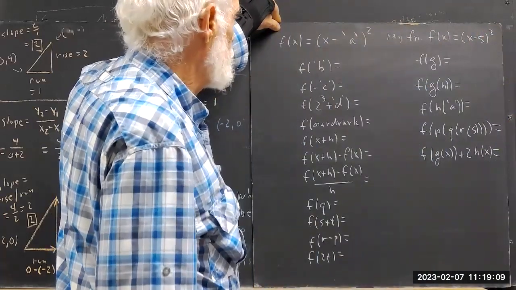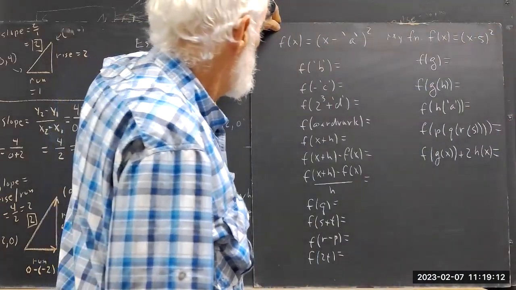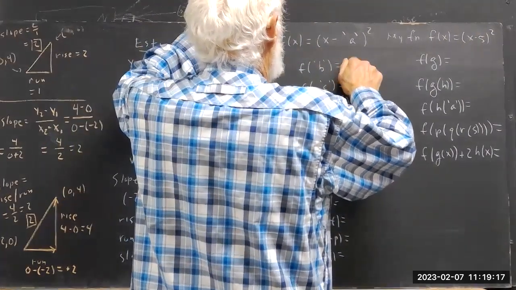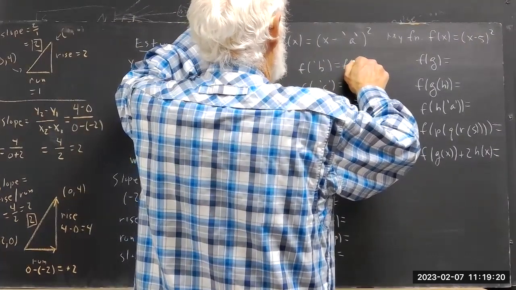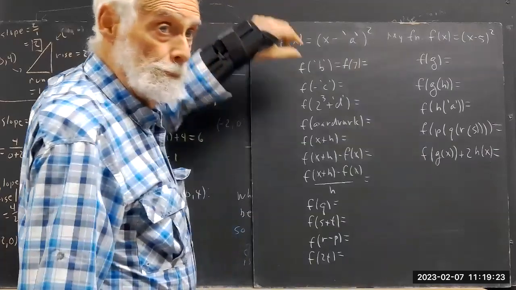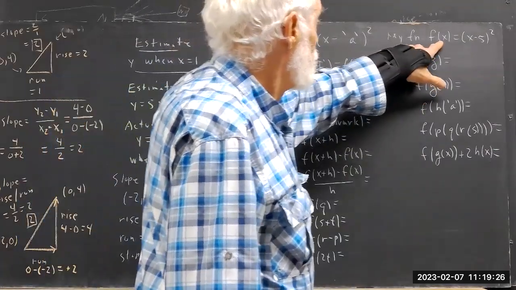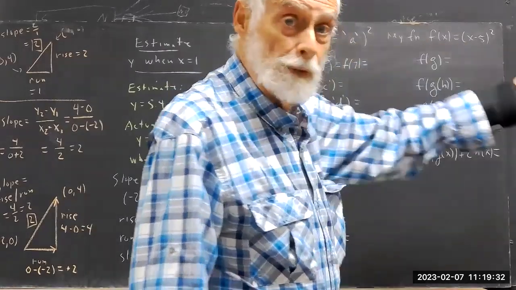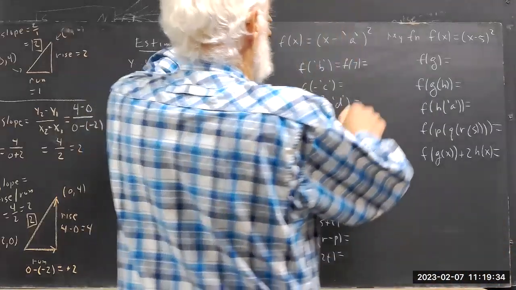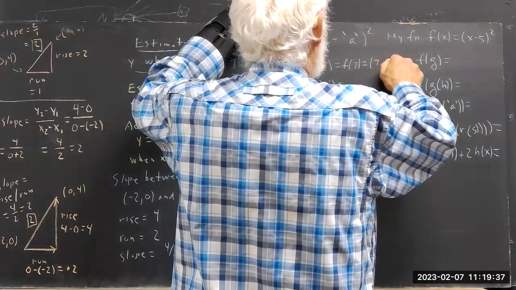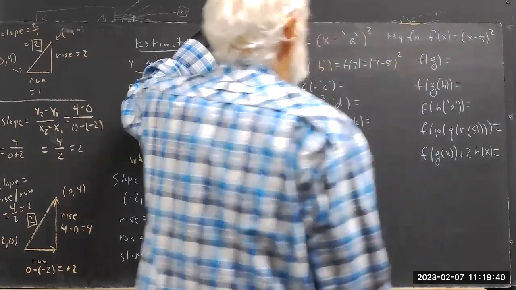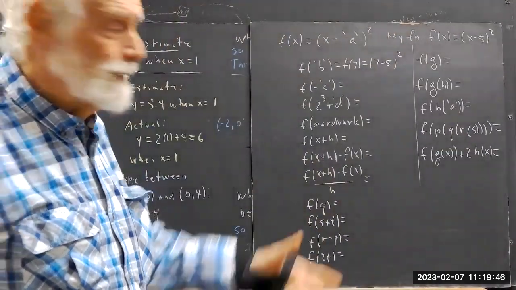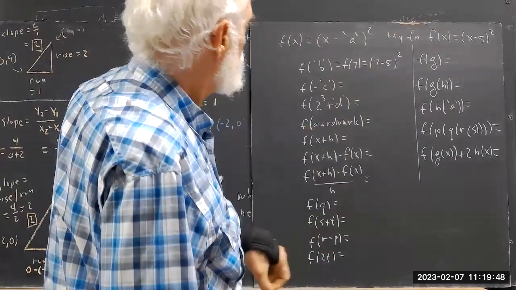My function is f of x equals x minus 5 squared, right? Okay. So if I got f of b, well, in my case, that would be f of 7. And what's f of 7? Well, I've got f of x equals this, x is now 7. So it's going to be 7 minus 5 squared, right? Now there's more I can do with that. 7 minus 5 is 2, square that, you get 4. Don't need to do it, but if you're doing it quickly, it's okay.